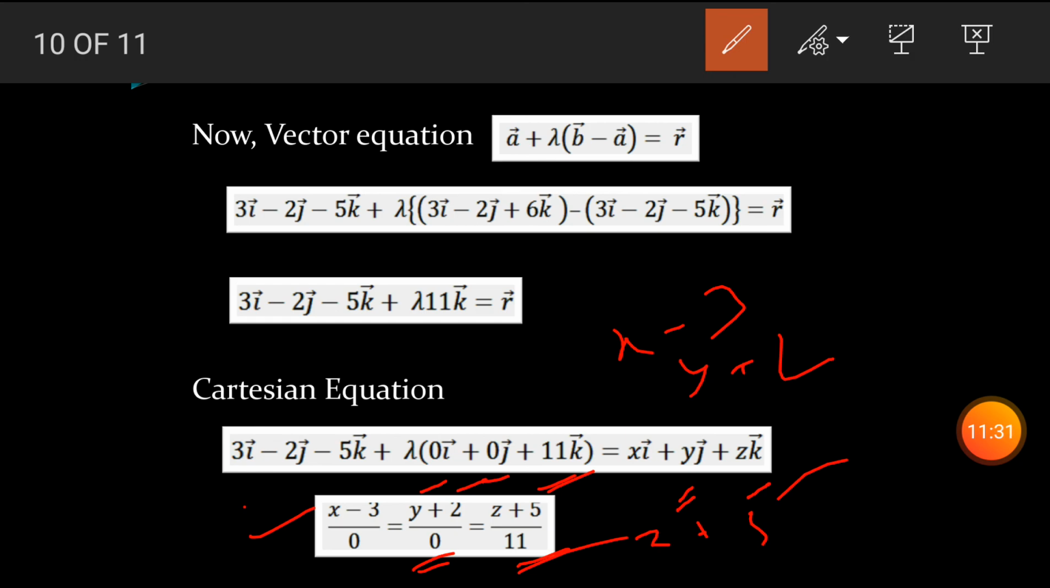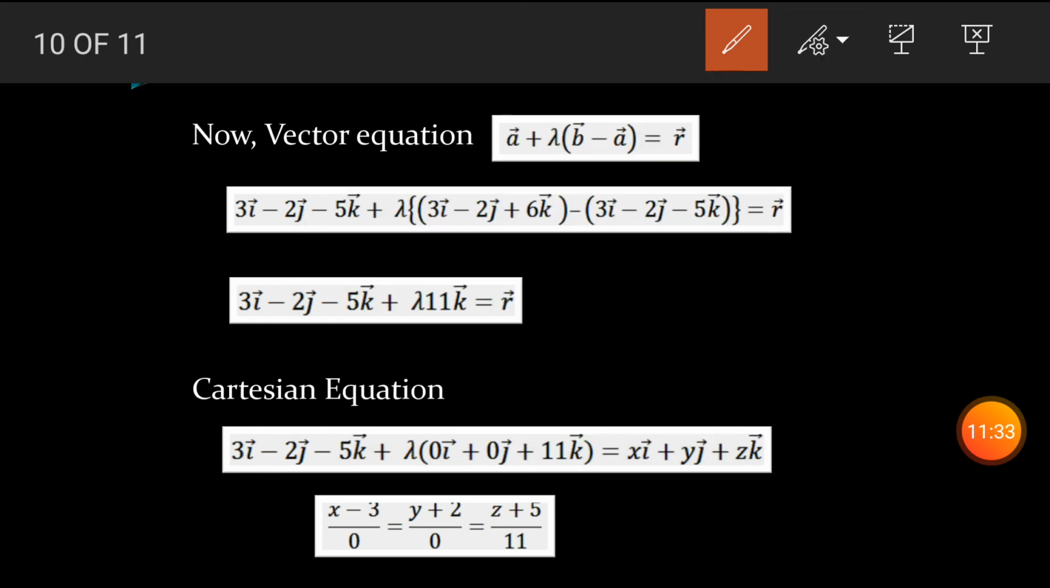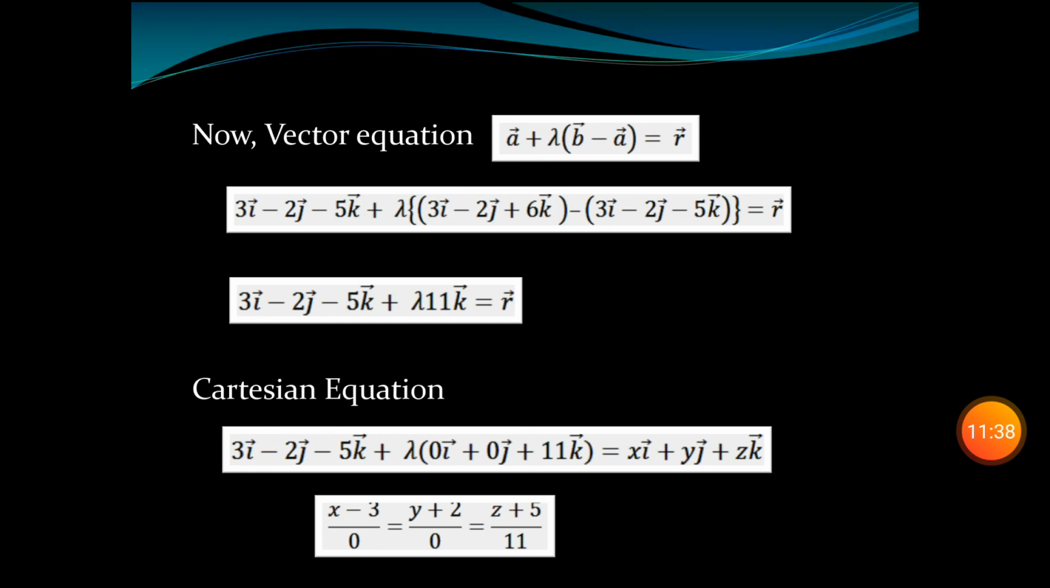So it's very easy to do all the questions related to writing the equation of a line in 3D. You just go through the video, and if you have any query or doubt, you can ask me.